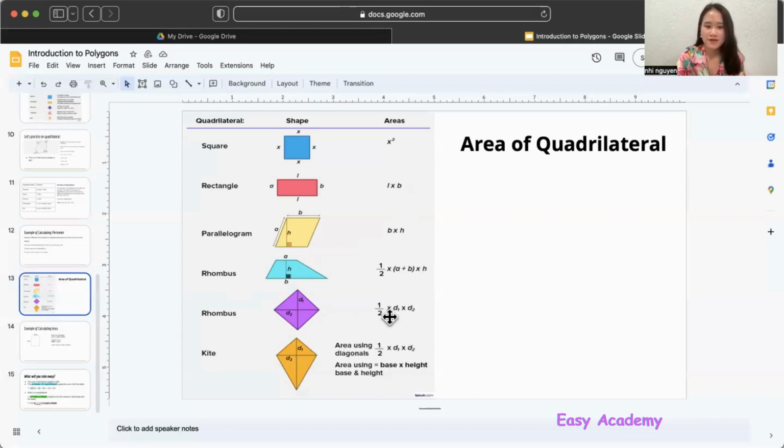A rhombus is 1/2 multiplied by the two diagonals. And finally, the kite. There are two formulas for that. One is the area using diagonals, and one is the area using base and height. The area using diagonals is 1/2 times the two diagonals, and the area using base and height is equal to base times height.